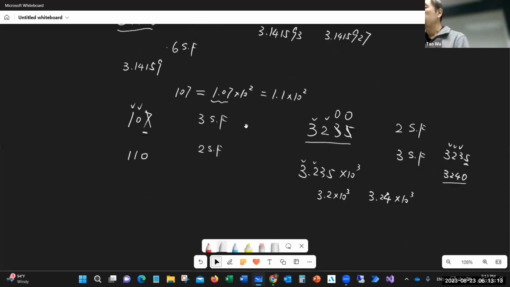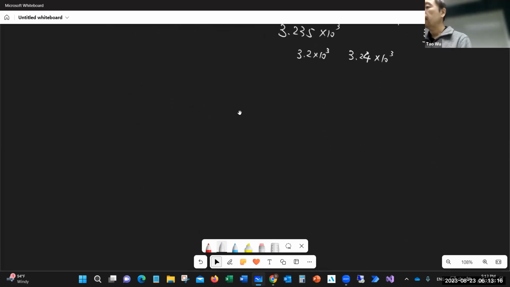So the last part we're going to talk about today is the calculations with sig figs. We're going to work on the easier things, which are multiplication and division. Okay. For multiplication and division, the key is we're going to keep the least sig figs. Keep the least sig figs.